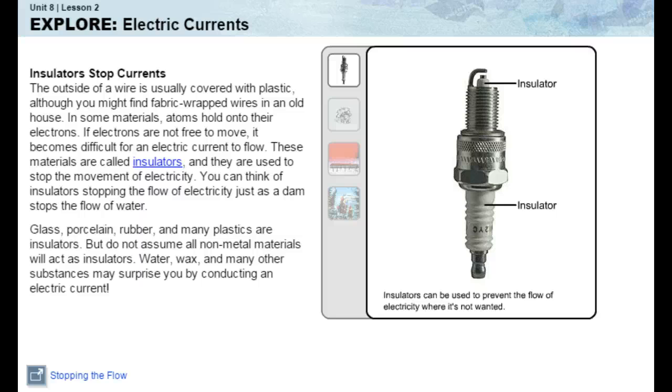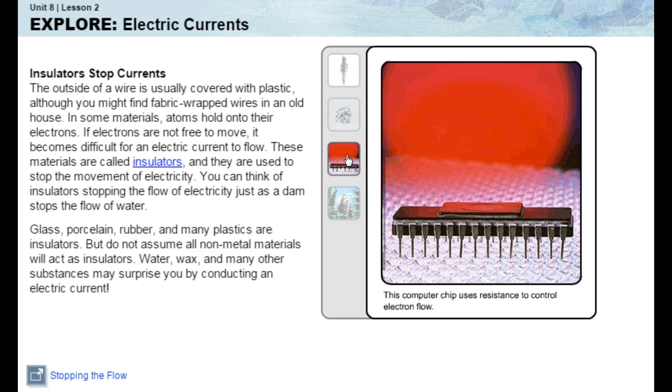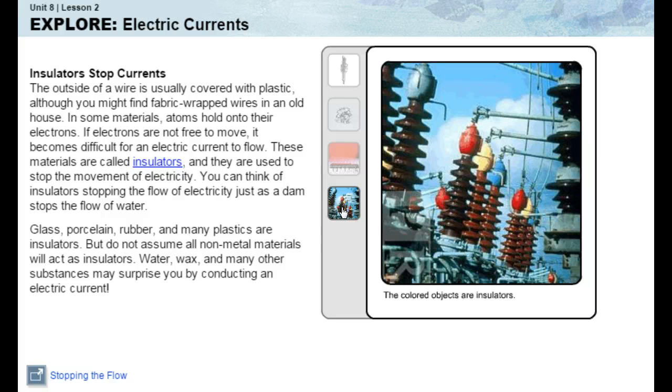Glass, porcelain, rubber, and many plastics are insulators. But do not assume all non-metal materials will act as insulators. Water, wax, and many substances may surprise you by conducting an electric current. A diamond is an insulator. This computer chip uses resistance to control electron flows. And these colored objects are insulators that you may see on power lines.